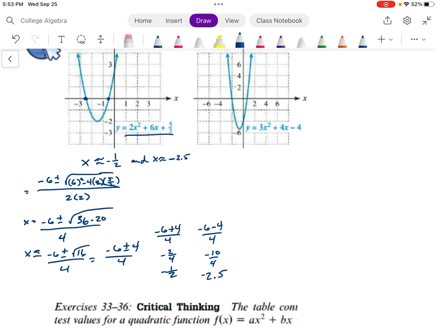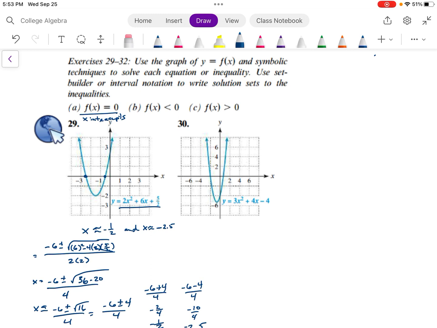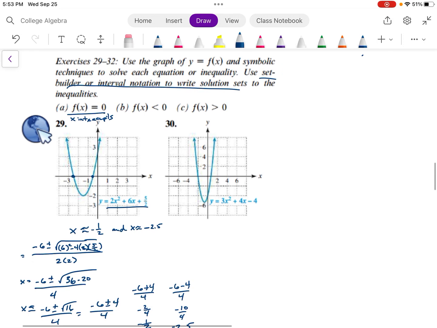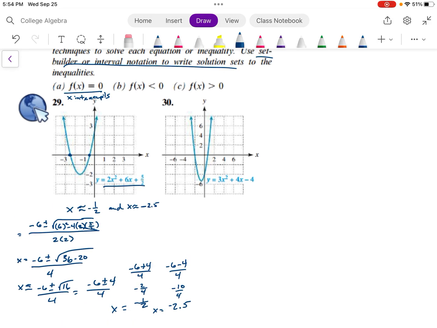So even just by eyeballing, I got it close enough there. Now they say, let's see, write set builder notation to write solution sets to the inequality. So we only have to do that on the inequalities, which is parts B and C. We have to use our notation there. We did get our x-intercepts correct, and so now we're going to do part B and part C.